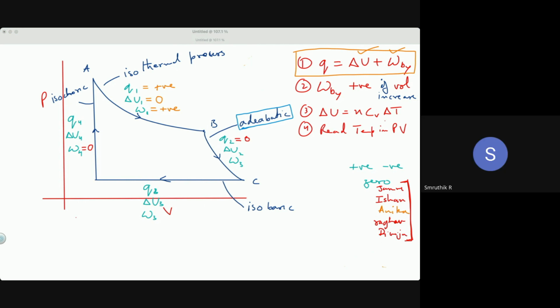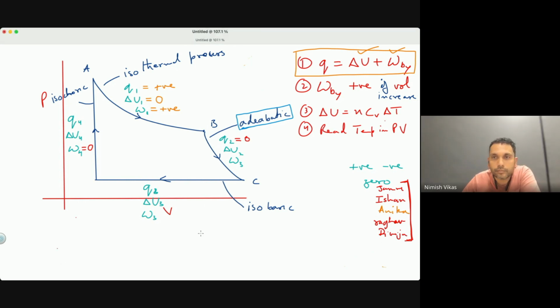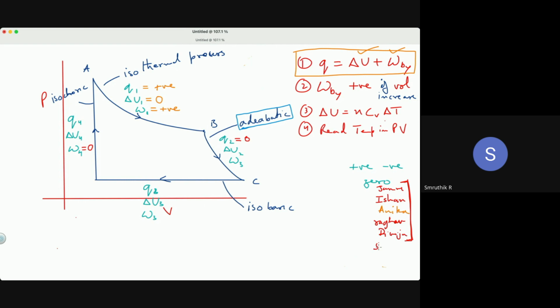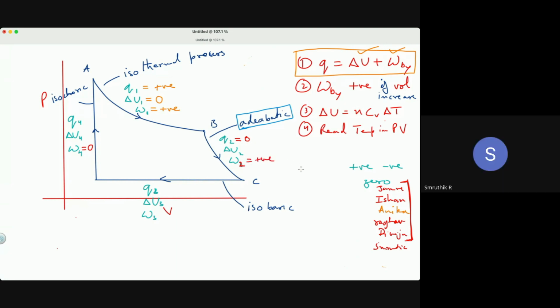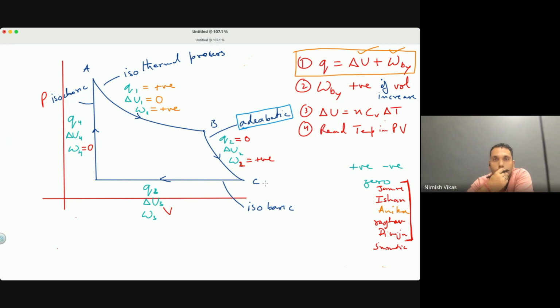Sir, W2 is positive. Name? Smritik. W2, where is W2? Yeah, W2. Yeah, W2 is positive. Why do you say that? So change in volume is positive. Yeah, okay. So who will say delta U2 is what?